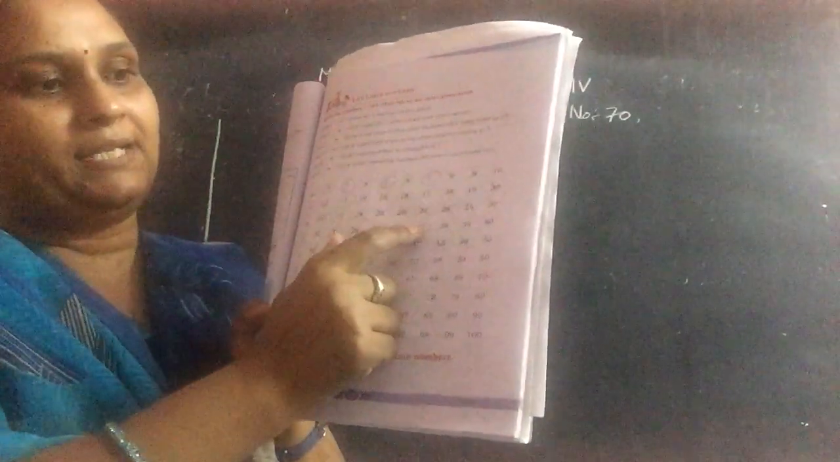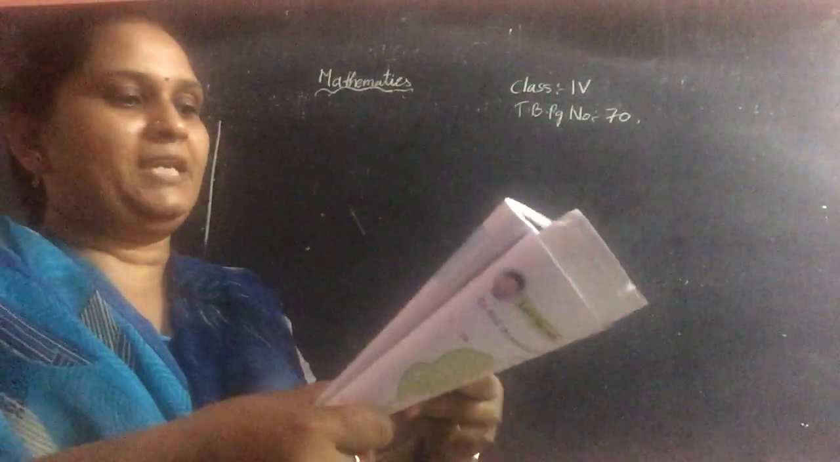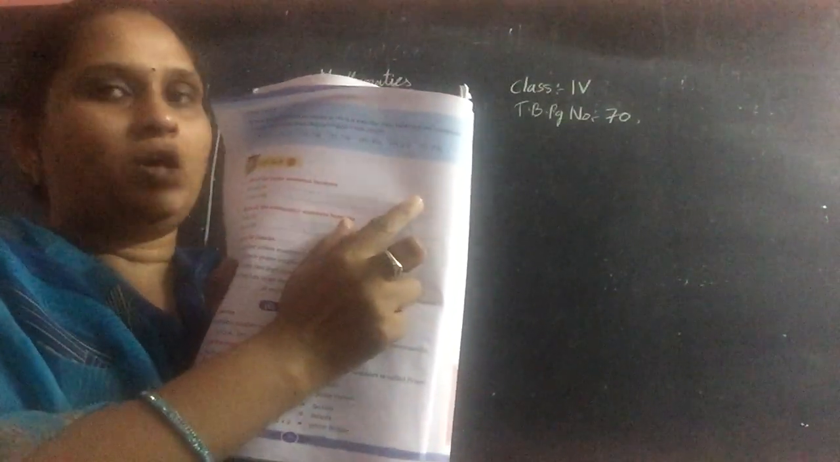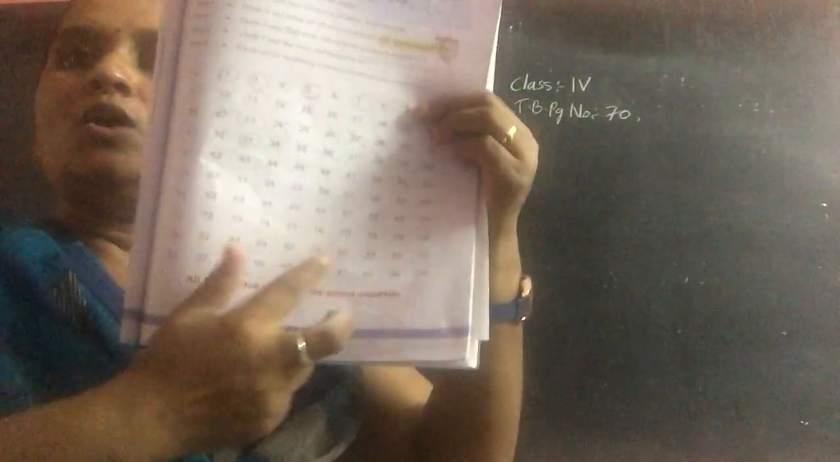See, 31 you circled, 33 you circled, 37 circled, and 39 circled. Like that, which numbers are circled? Those are all below 50. Observe these two lines and write which numbers are circled, and write all those numbers in page number 70, in the first blank. Got it? And second one, write the prime numbers between 70 and 100. So the last 3 rows you have to observe. In these 3 rows, the numbers you circled have to be written in the blank.